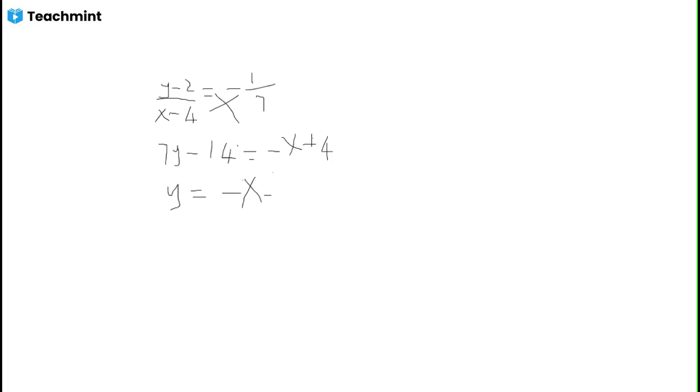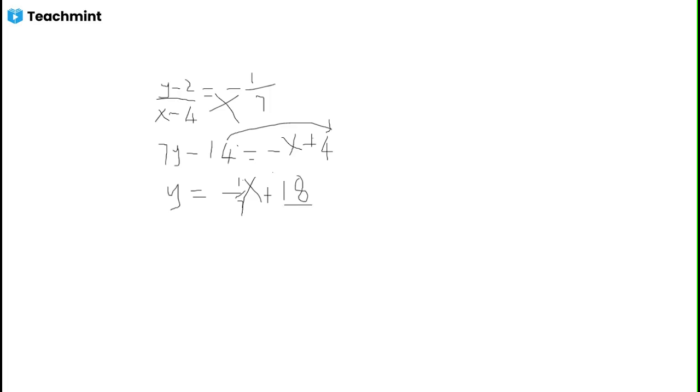y is negative 1 over 7 x plus 18 over 7. And why 18? What is negative 4? Negative 14. You take it to the other side. 14 plus 4. It is plus. Oh yeah, so correct. Yes, 18 over 7.